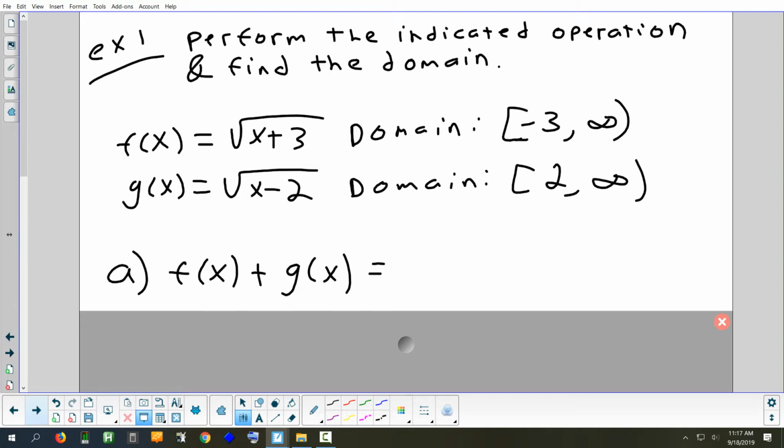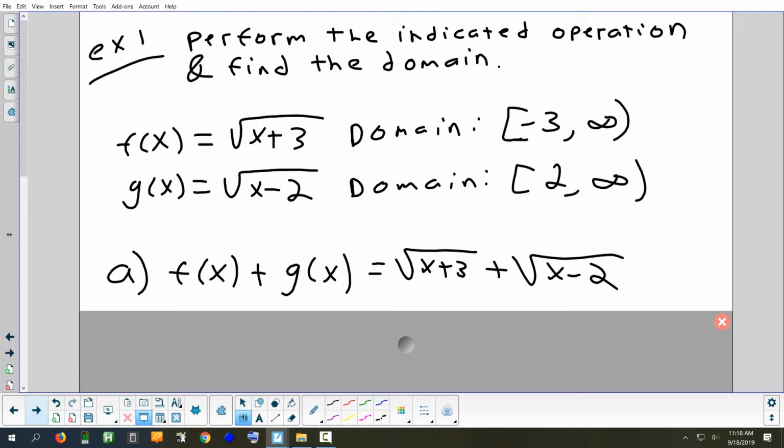So when you add them together, that's pretty much all you write. You can't really do anything with it after that. All right. So Jacob, what would I get when I write this down? The square root of x plus 3, plus the square root of x minus 2. Yep.